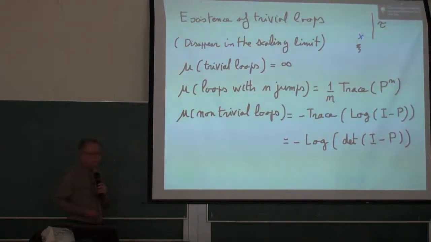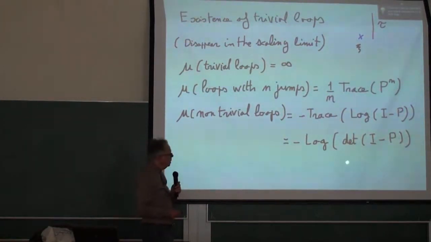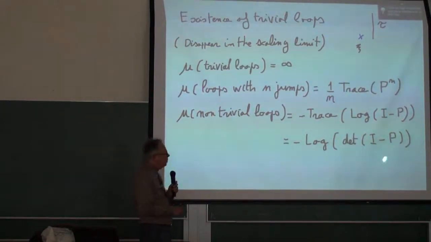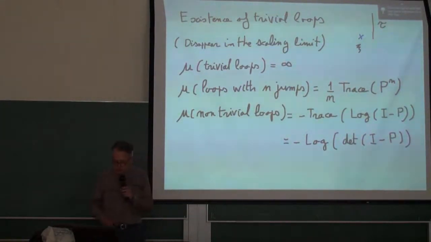you have to take a trace because you come back to where you started. Then if you look at the total measure of non-trivial loops, this will be the sum of these terms, and as you see, it will be the trace of minus the logarithm of I minus p, logarithm in matrices. You can also write this as minus the logarithm of the determinant of I minus p. Of course, this type of formula would have more difficulty to hold in the continuum.